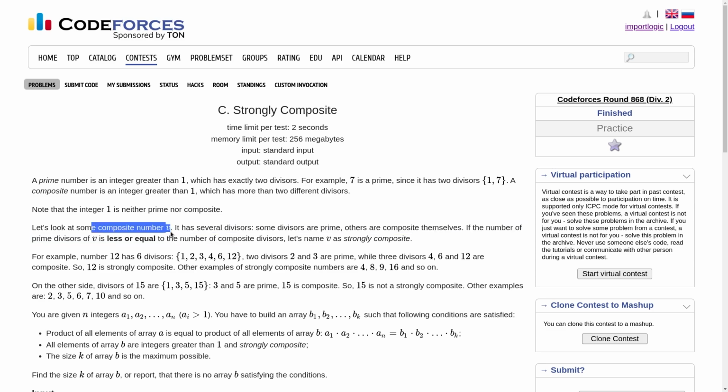So we already know what is a composite number, right? Now if the number of prime divisors of any particular number v is less than or equal to the number of composite divisors of that particular number v, then v is called strongly composite, right? This is the definition of a strongly composite number that they have defined. So if the number of prime divisors of a number is less than or equal to the number of its composite divisors, then it is called strongly composite, right?